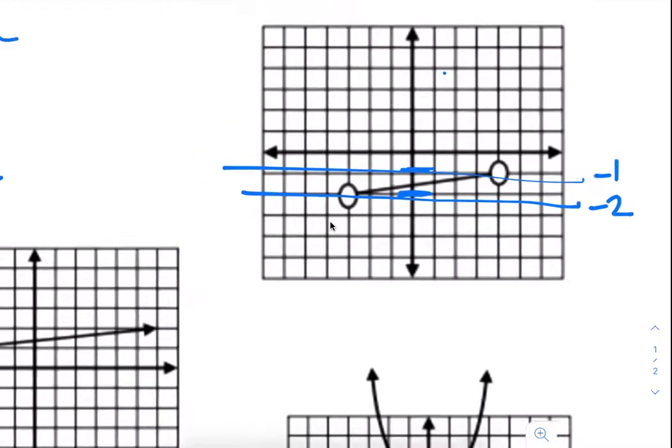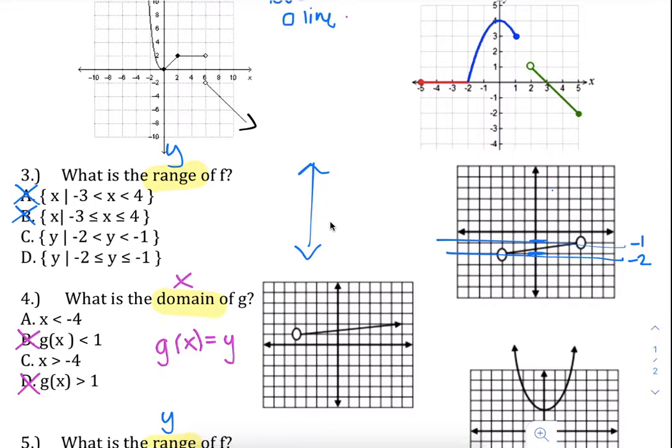Both of those are open circles. Okay, remember that open circles means that we want these symbols. Closed circles would mean we would put equal to's. Since they're both open, our answer is going to be C. All right, we did not have any closed circles on that problem.